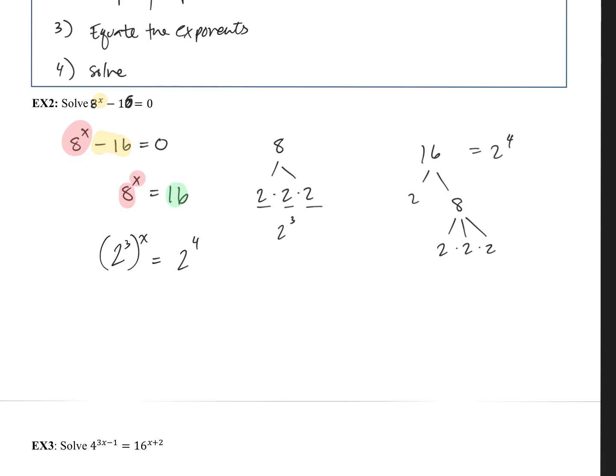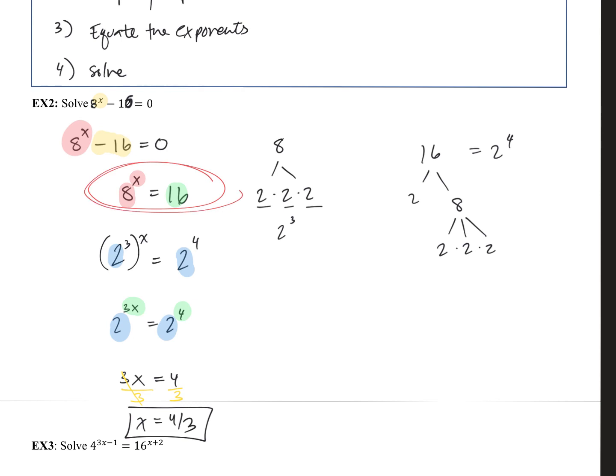Hey, do you see what we just figured out? I now have the same base. They're both 2's. That was my goal. So I have 2 to the 3x equals 2 to the 4. So since the bases are the same, what can we assume? Since they're the same, we can assume that 3x must equal 4. So now we can equate the exponents and solve for x. So x equals 4 over 3. And we're done.